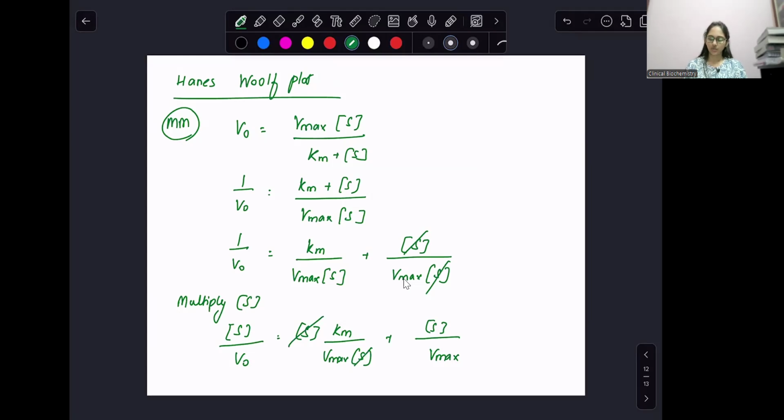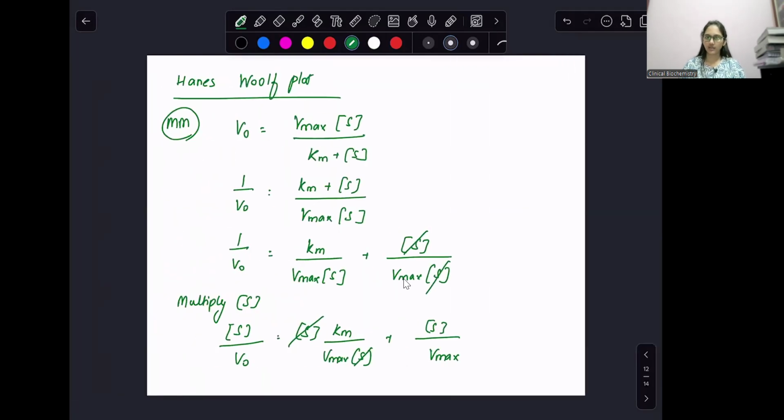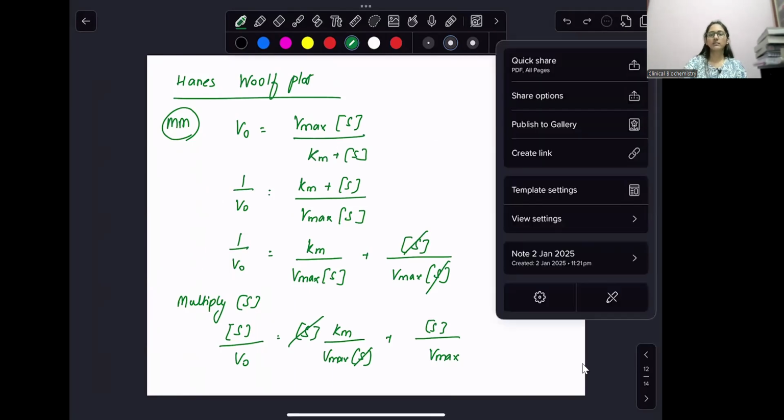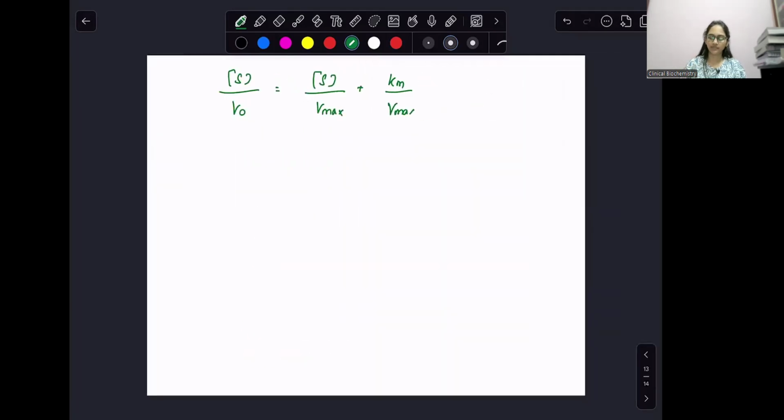So now what do you get? Now what have you got here? I will just rearrange this also so that we get S by V0 is S by Vmax plus Km by Vmax. Is it fine? Same thing only. Km by Vmax plus S by Vmax we've got here. I've just written it by interchanging these two places only.